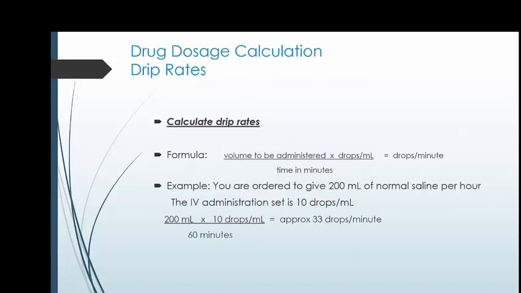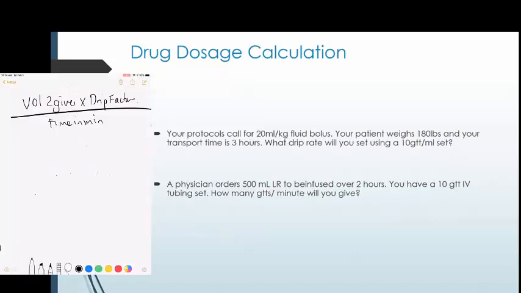So you've got a formula for this as well, and it's going to be the volume to administer times your drops per milliliter, your drop factor, divided by your time in minutes. So, example here, you're ordered to give 200 milliliters of normal saline per hour, and the IV set is 10 drops per milliliter. So you would do volume to give, which is 200, times your drip factor, which is 10, divided by your time in minutes, which is 60. So that would give you 33 drops per minute.